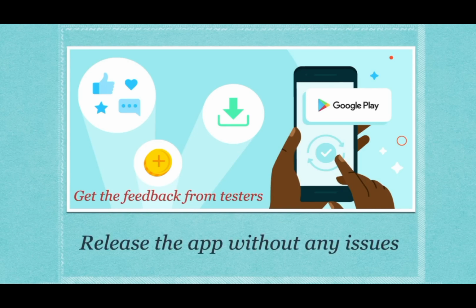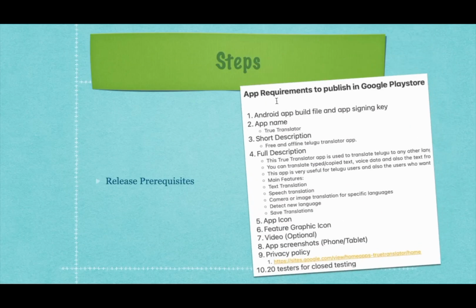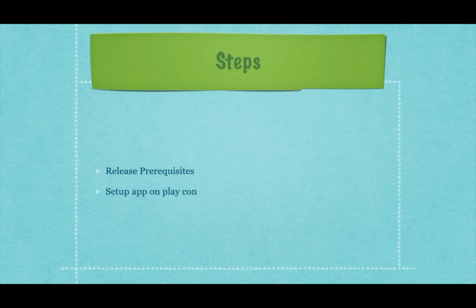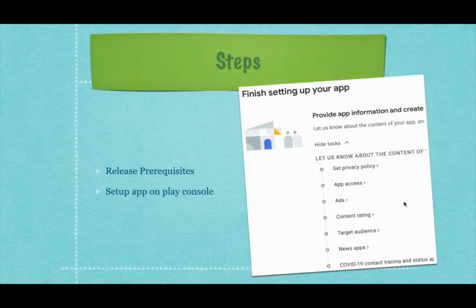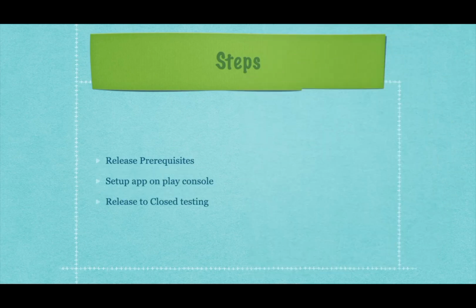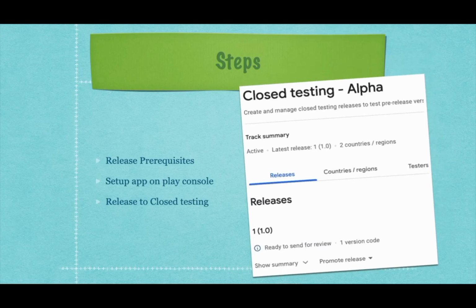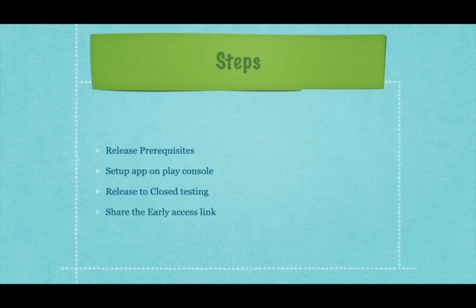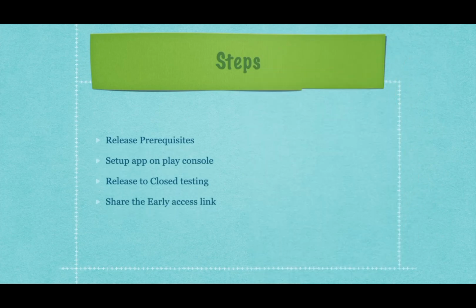Coming back to the video, this video is a bit lengthy, but it gives you the clear picture on the release prerequisites, creating and setting up your app on Play Console, releasing the build to close testing, sharing the download link to your test group, apply for production access after 14 days, and finally make your app available to users on Google Play Store by releasing it to production.